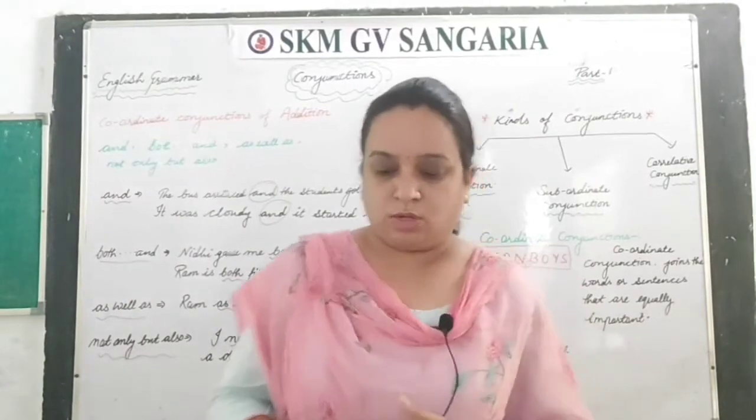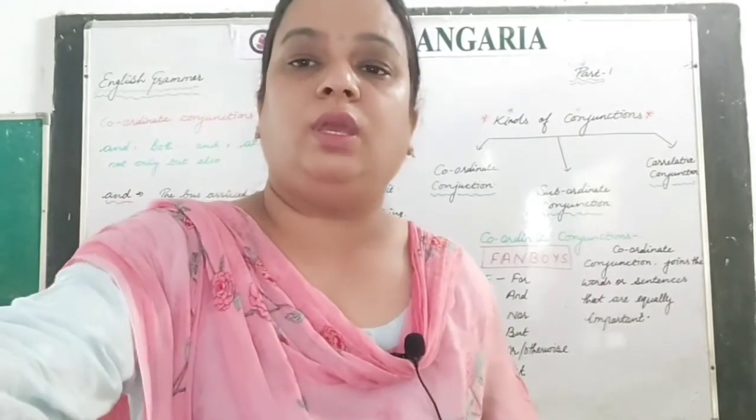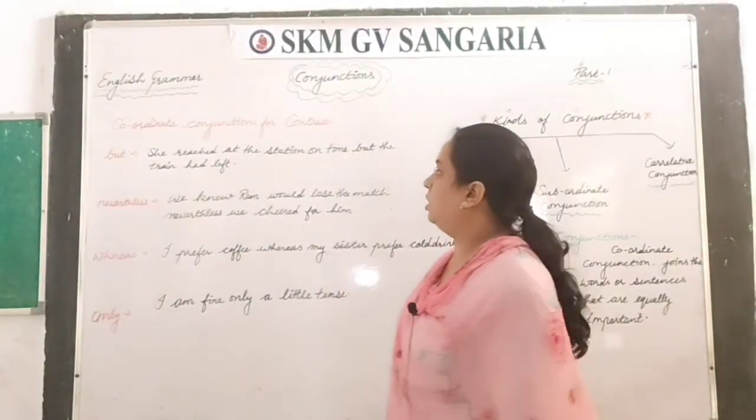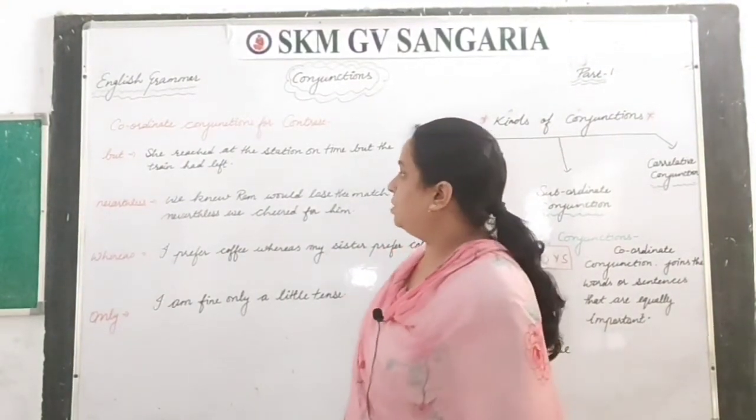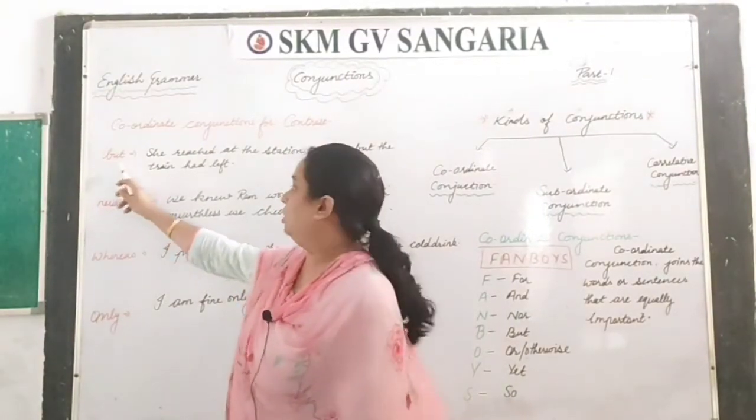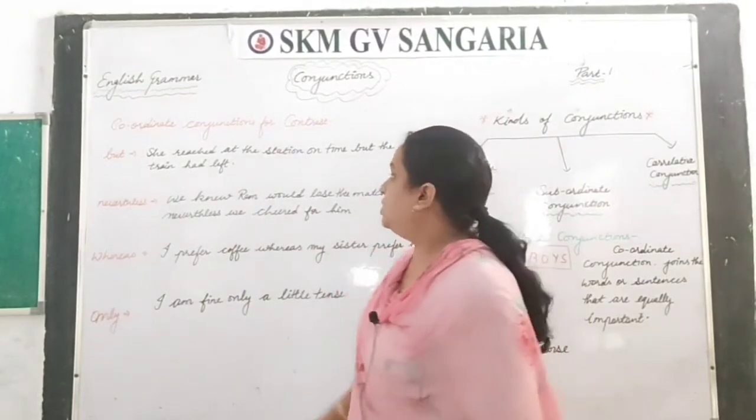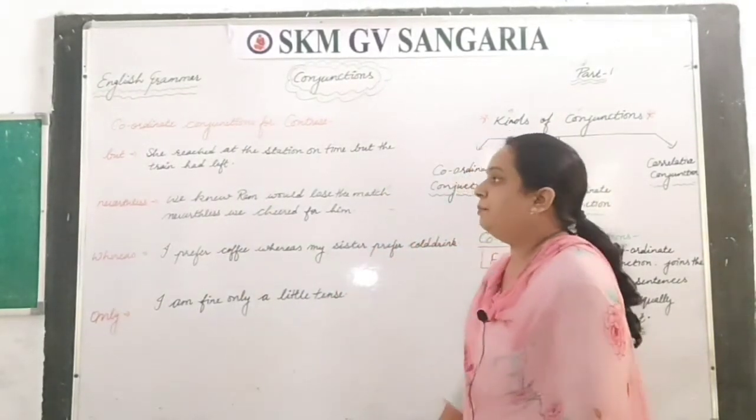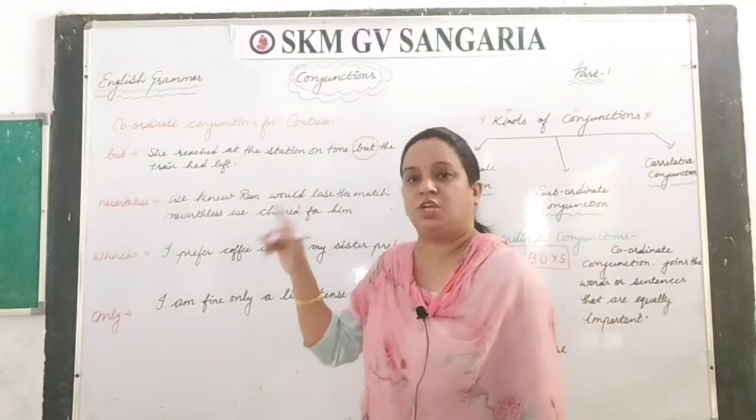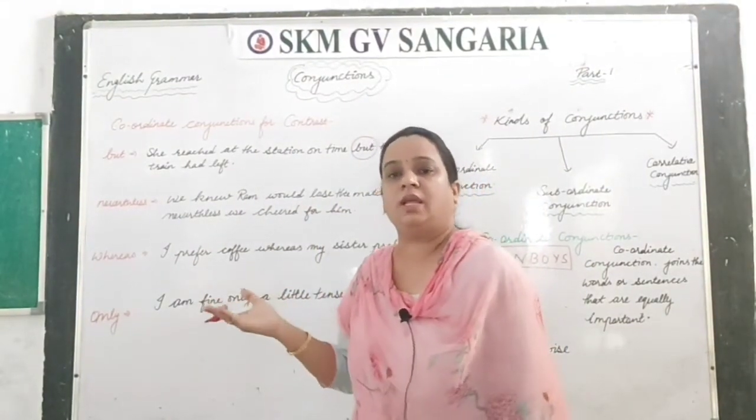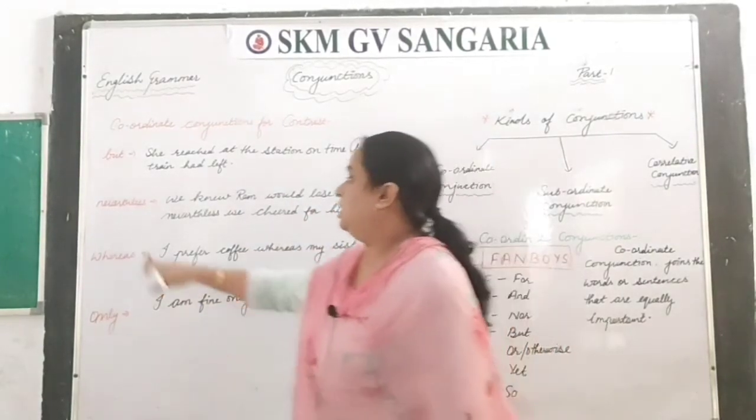Let's understand the next one, which is for contrast. When the ideas are opposite, then how do we have to do it? How do we have to use this coordinate conjunction for the contrast when there is contrast in some sentences? Okay, so the first joining word is what? But, B-U-T, but. See, understand this with the example. She reached the station on time, but the train had left. So here but is creating a contrast, that she reached the station on time, but the train had left. Okay, that's opposite thing is happening here, contrast is happening. Next is nevertheless.